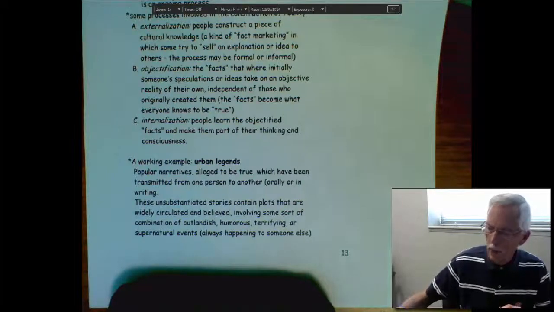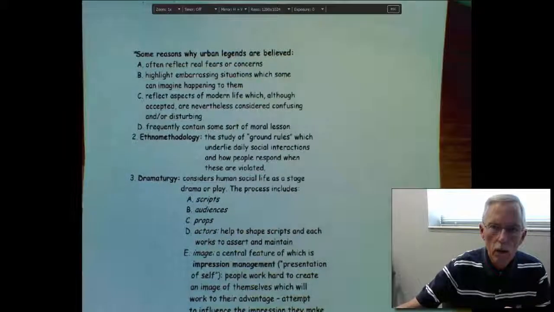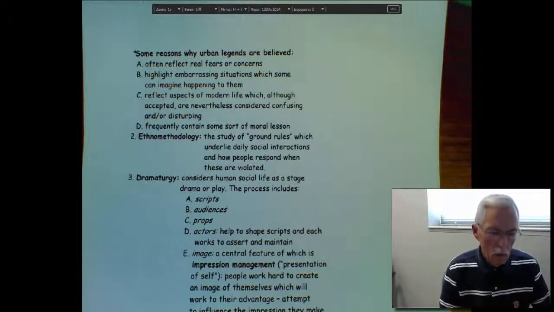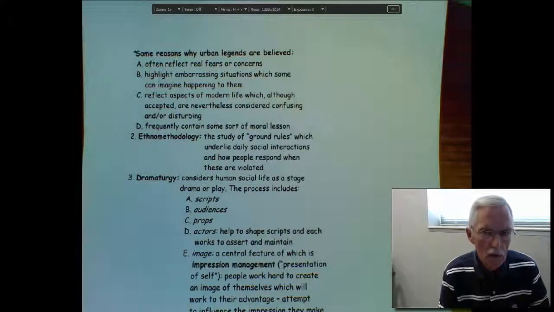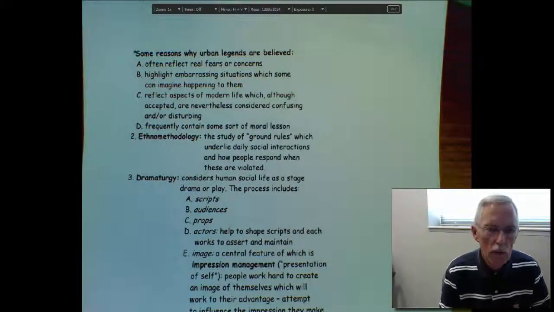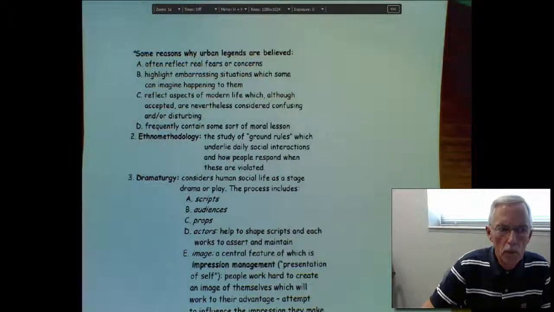So if you look at the top of page 14 in your study guide, there are some reasons why we tend to buy into urban legends. Remember, these aren't only told, they're meant to be believed. Do you pick up on them?